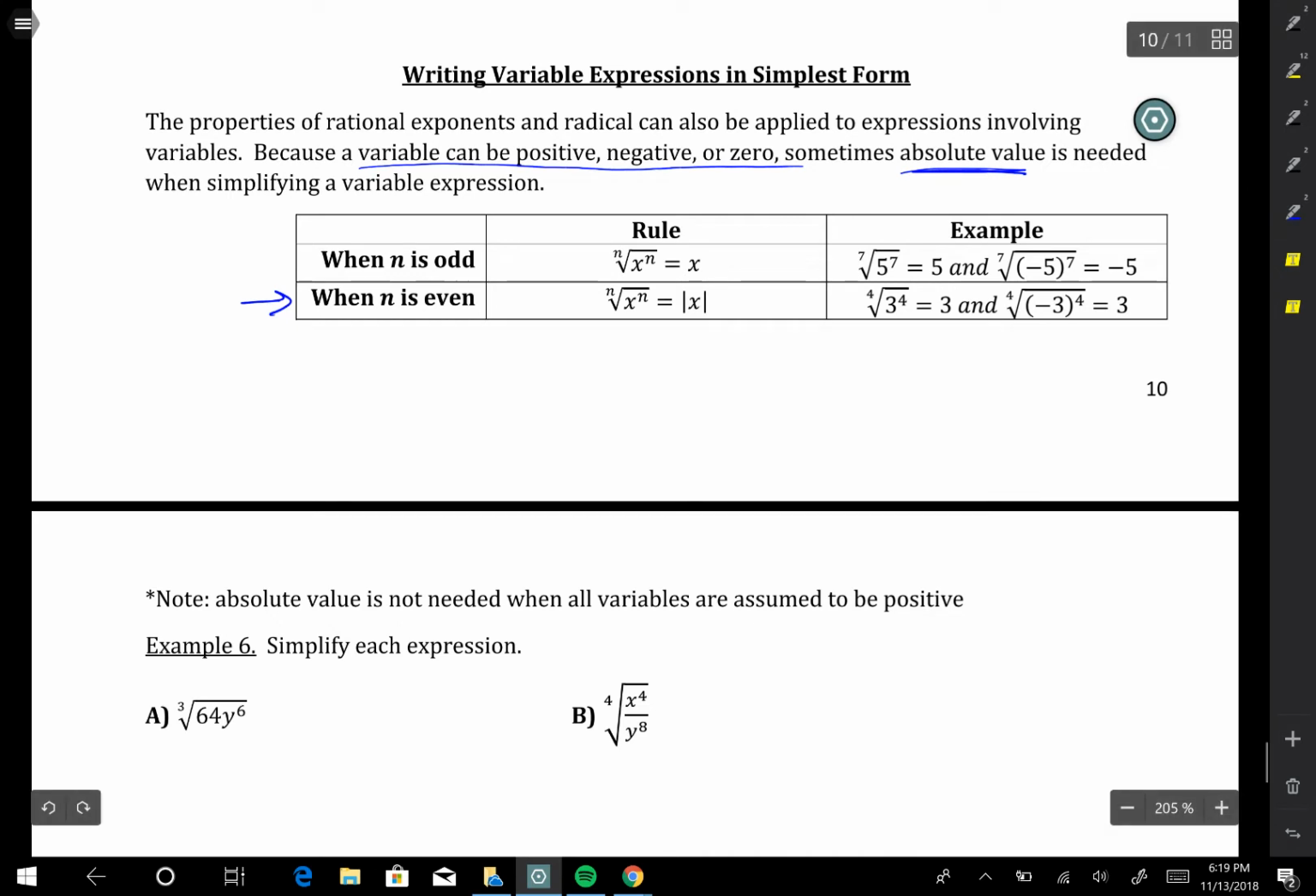So the rule is this: if we take the nth root of x to the n, that is just the absolute value of x. The reason being, if we look over in the example, if we are taking the root of a positive number, the fourth root of 3 to the fourth, 3 to the fourth is 81, and that does give us positive 3. If we're taking the root of a negative number that's being taken to an even power, negative 3 to the fourth also gives us positive 81. So that gives us 3. So moral of the story, when we're taking an even root of a number being taken to an even power, it will always be positive. So that's why we have to put the absolute value around that variable.